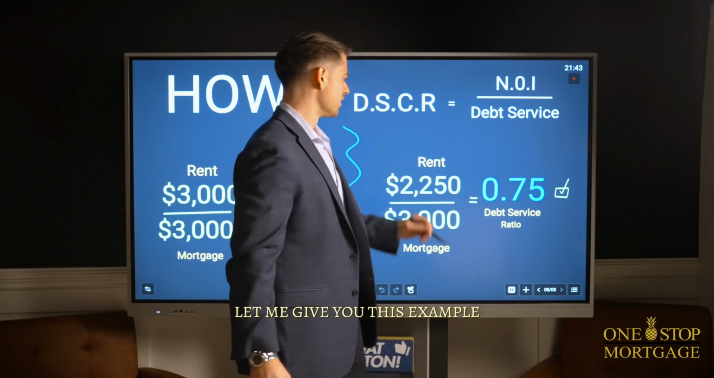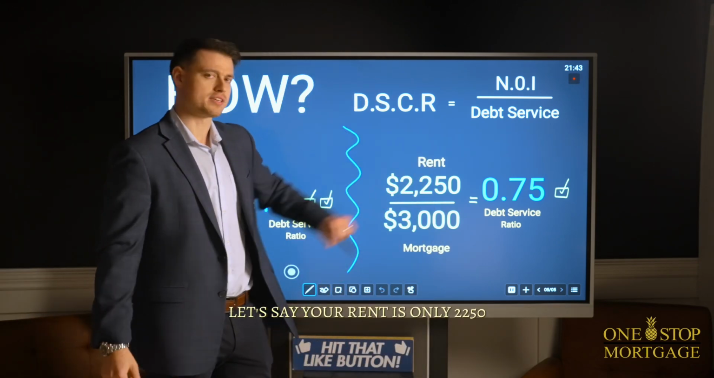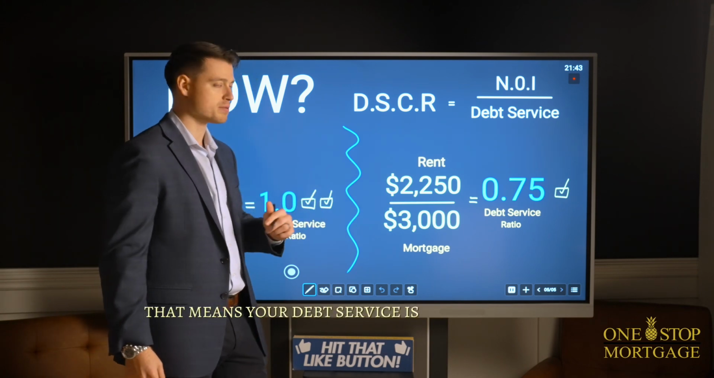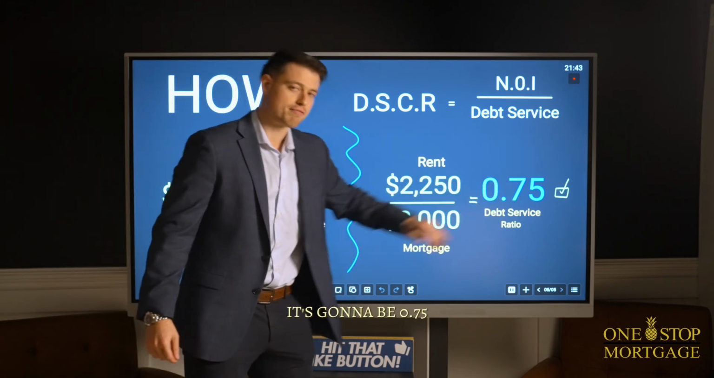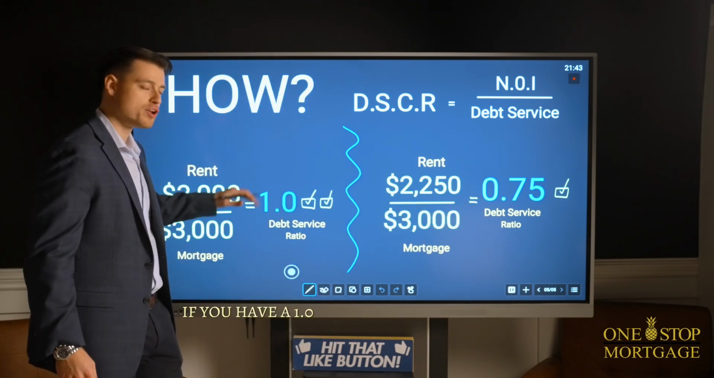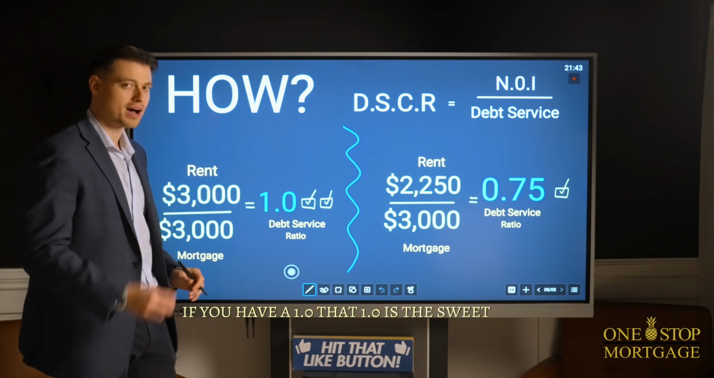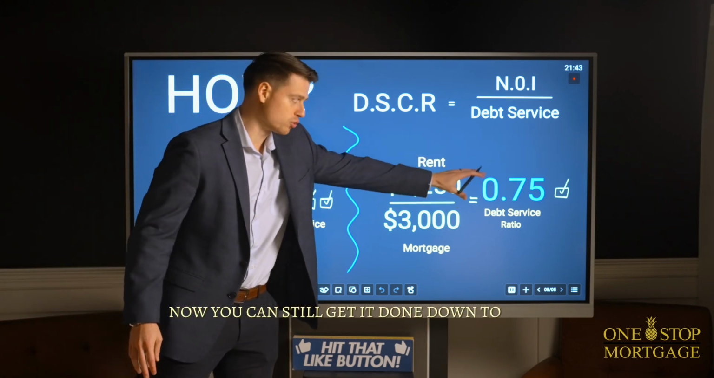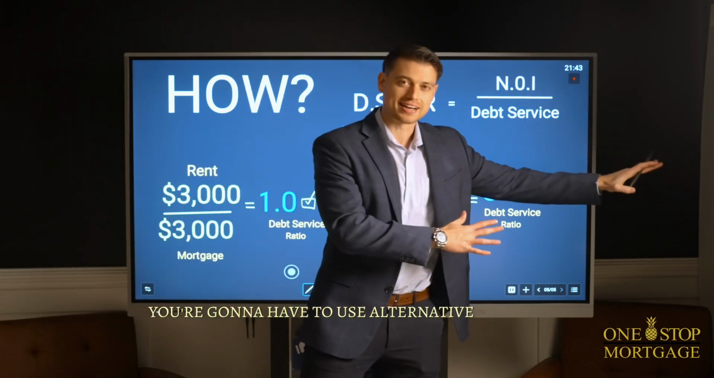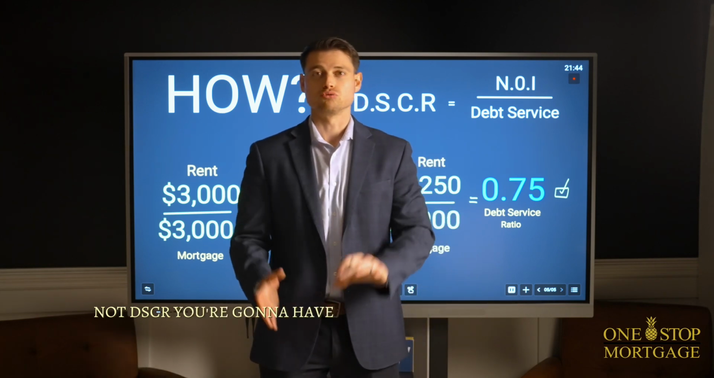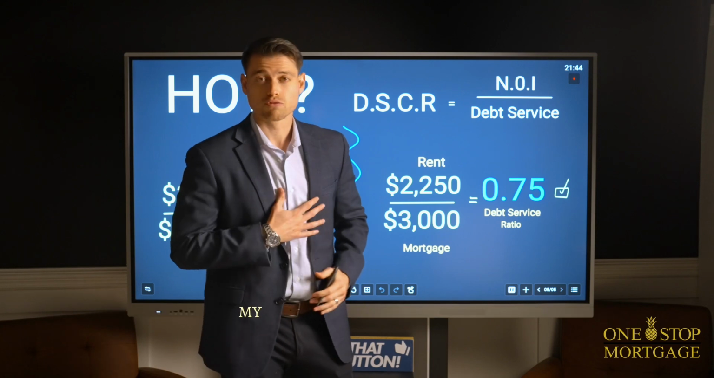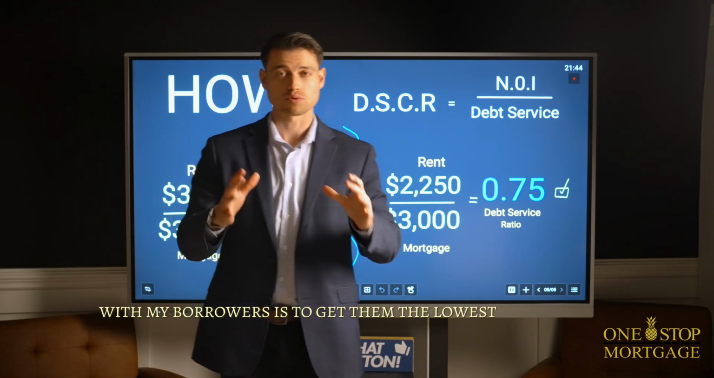Let me give you this example. Let's say your rent is only $2,250, but your mortgage payment is still $3,000. That means your debt service is going to be below 1, it's going to be 0.75, and your interest rate is not going to be as good as it is if you have a 1.0. That 1.0 is the sweet spot. Now you can still get it done down to a 0.75, but if you fall below that, you're going to have to use alternative financing, not DSCR. You're going to have to use hard money to close on it, and you're going to have the highest interest rate option.